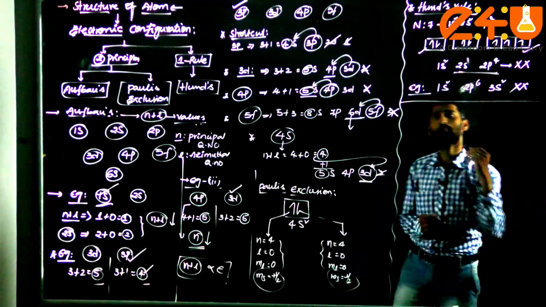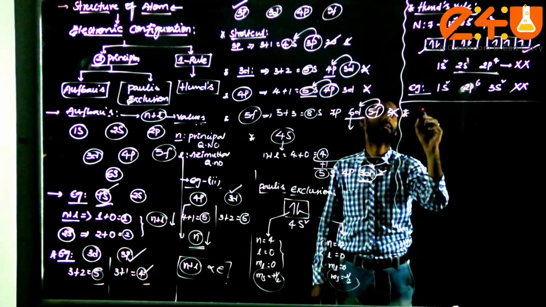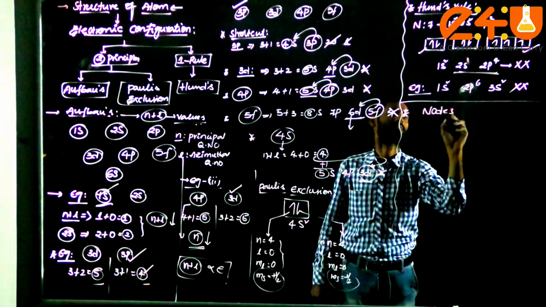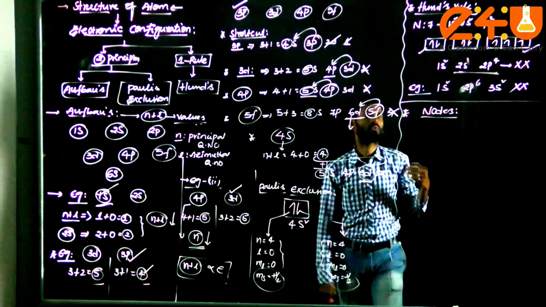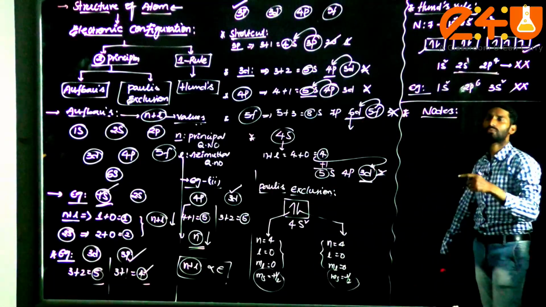This is very important, my dear students. Next, one more small concept: how to calculate nodes. Sir, what is meant by nodes here? Nodes mean the probability of finding an electron around the nucleus is 0.